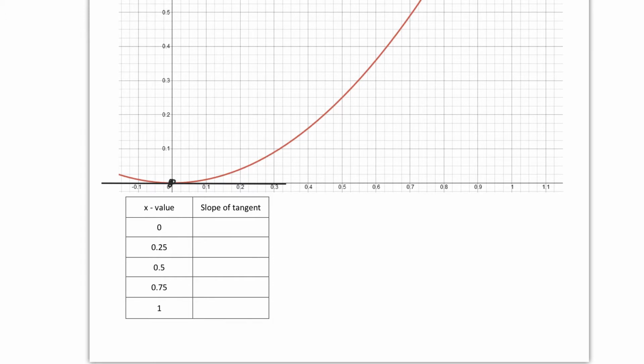So here we have the tangent line when x is equal to 0. It's going to be a nice flat horizontal line. And hopefully you remember the slope of a horizontal line is simply 0.